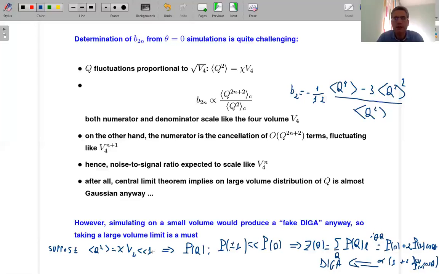So if your volume is too small, you will see a fake dilute instanton gas signal anyway. Even if on a large volume the dilute instanton gas approximation is not working. Basically, because on a small volume the topological charge distribution is non-zero just for Q equals 0 or plus minus 1, and then you don't see anything else apart from that. And this is compatible with the dilute instanton gas. So you need to go to a large volume, and you need to face this problem as you go to a large volume, where the fluctuations are too large.